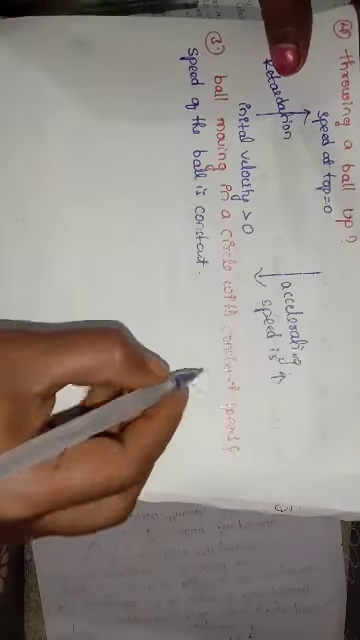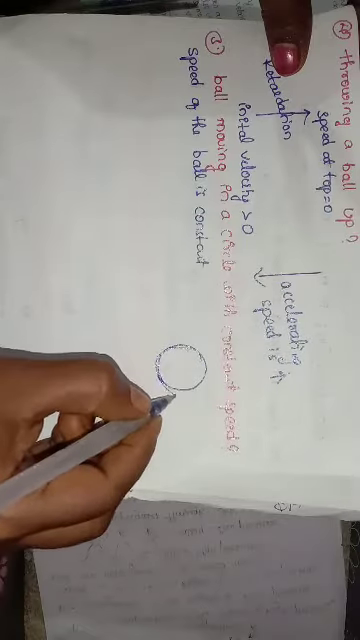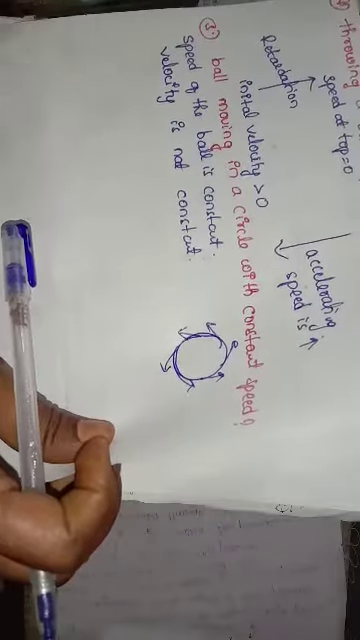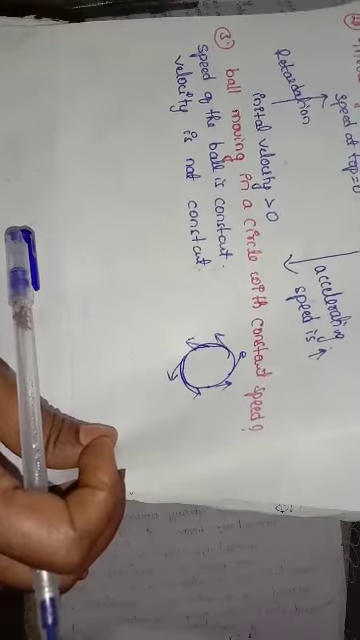Okay, suppose this ball is moving like this in this circular path. Is the velocity constant here? No. It continuously changes its direction, right? So if it is changing its direction, is the velocity constant? No. Velocity is not constant here. Why? Because the ball has to change its direction continuously to travel in a circular path. That's why velocity is not constant.